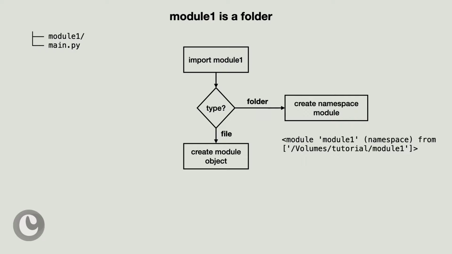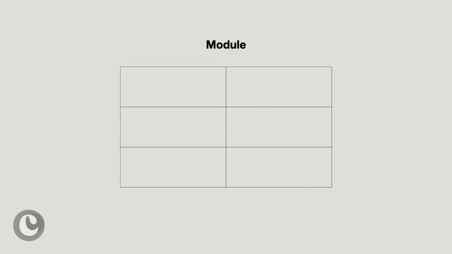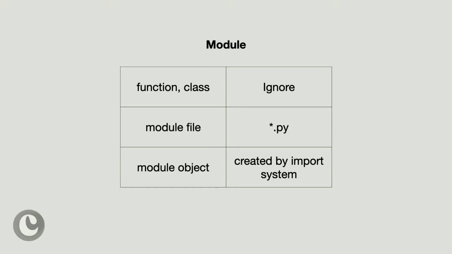Unfortunately, both the names module and namespace are very ambiguous. Let me start with the word module. The word module is used for any unit of code, for example, a function or a class. But this is not the type of modules we will talk about here. The second thing that is described with the name module is a module file. These are Python files meant to be imported. From the Python file, a module object is created. So what is important when dealing with the import system is that module objects are created from module files.